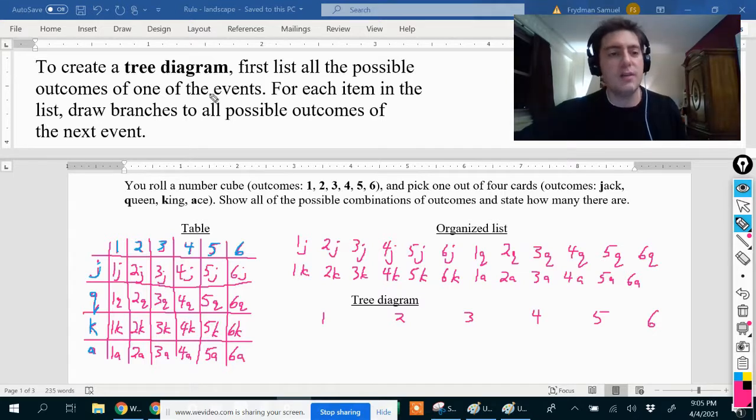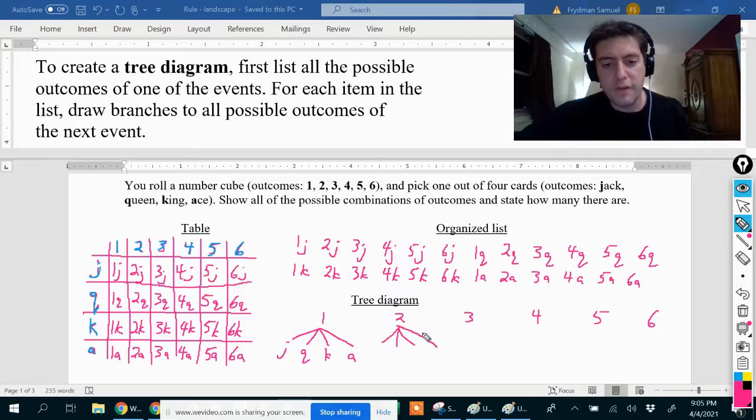Okay, and then for each item in the list, draw branches to all possible outcomes of the next event. So the next event is picking one of these cards here. And what are all the possible outcomes for picking the card? Well, I could get a jack, or I could get a queen, or I could get a king, or I could get an ace, okay? And we're just going to do that for each one of these. So jack, queen, king, ace. And again, it gets a little bit tedious, not going to lie.